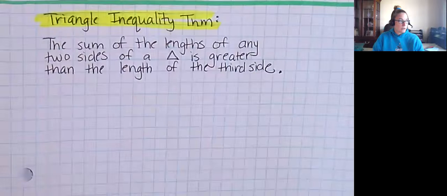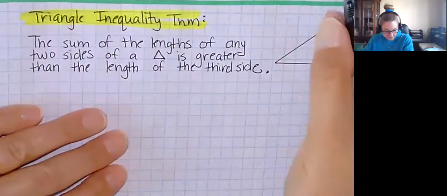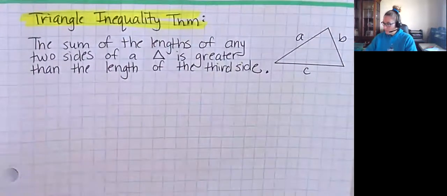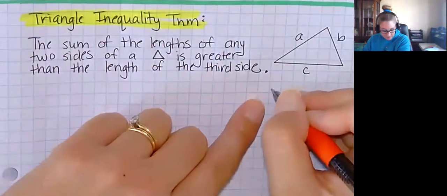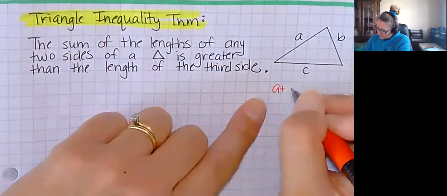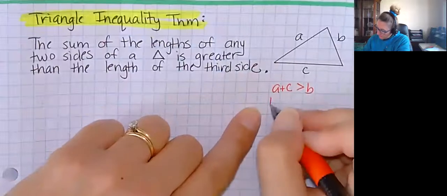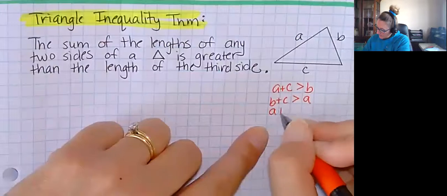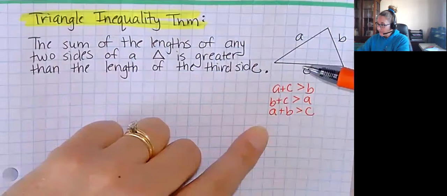Okay, so let me draw a picture of that. So let's say this is my triangle here, and let's say that this side is A, this side is B, this side is C. So whatever two I'm talking about, if I'm talking about A and C, then A plus C has to be greater than side B, or B and C has to be greater than side A, or A and B have to be greater than side C. So if I add up two sides, they have to be a bigger amount than the third side.